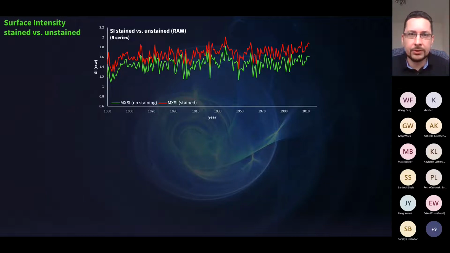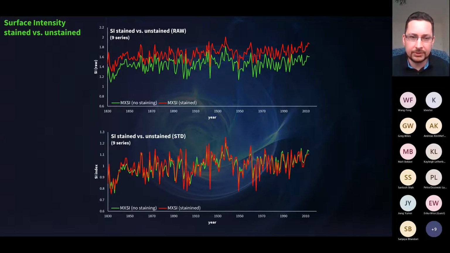And what we see when we average the series together and look at the raw measurement values, is very similar chronologies, but there is a bit of an offset. This indicates that by staining the sample, we changed the relationship between the thickness of the cell wall and the lumina. But it seems that this happens in a way that's quite consistent throughout the whole sample or between samples.